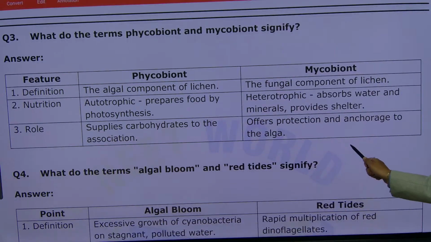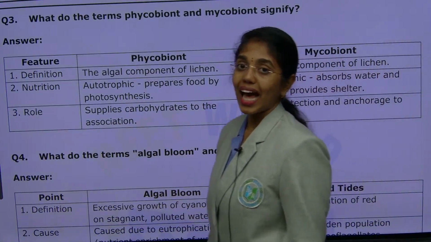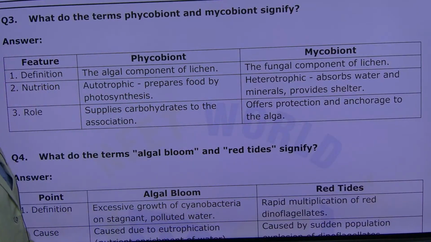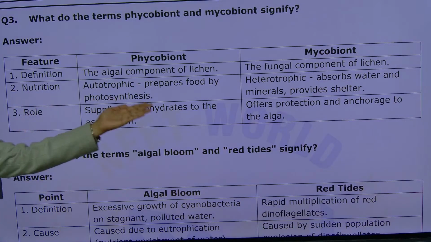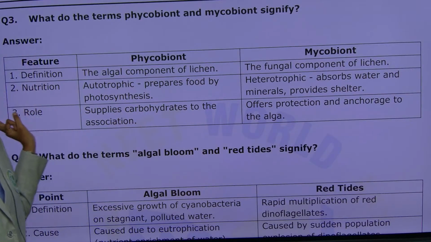What do the terms phycobiont and mycobiont classify? Phycobiont is the algal component of lichen. Mycobiont is the fungal component of lichen. Nutrition is autotrophic, which prepares food by photosynthesis. Mycobiont is heterotrophic, which absorbs water and minerals and provides shelter.